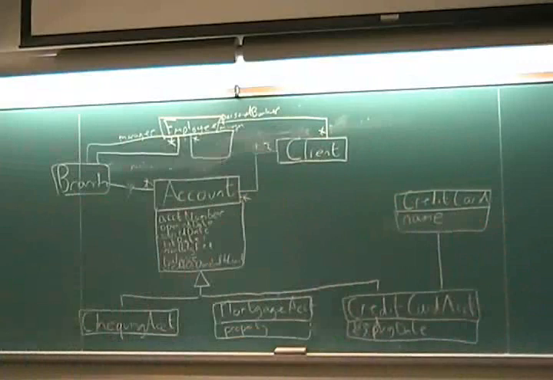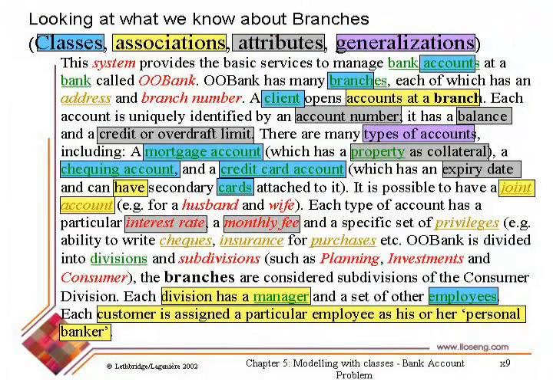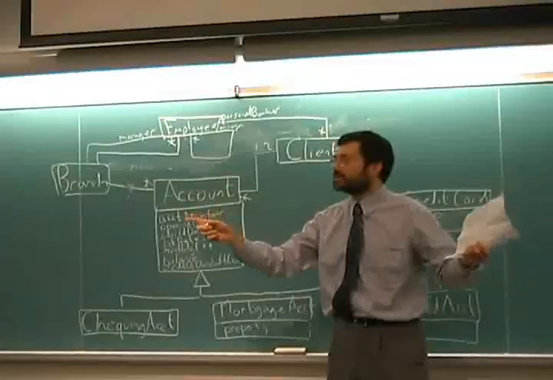Okay? If we go back and look at the problem statement, it says, a bank is divided into divisions and subdivisions such as planning, investments, and consumer. And the branches are considered subdivisions of the consumer division. So a branch is considered a subdivision. A branch is a kind of division. Okay? So any suggestions on how I'm going to model this?